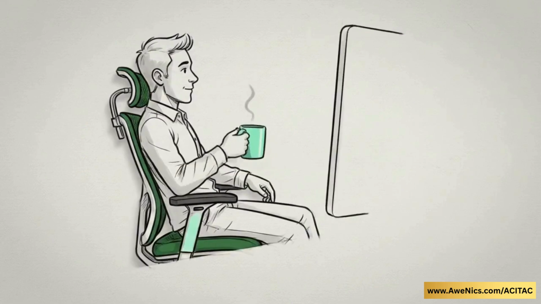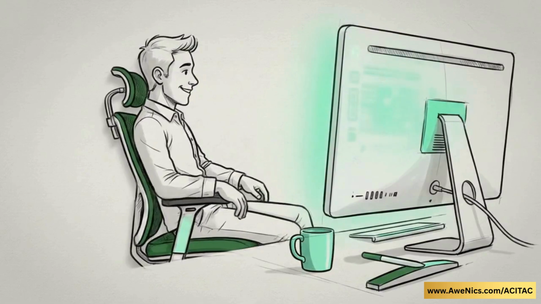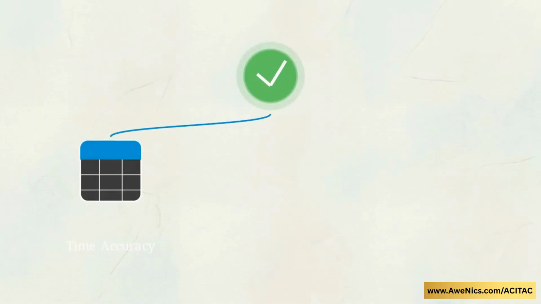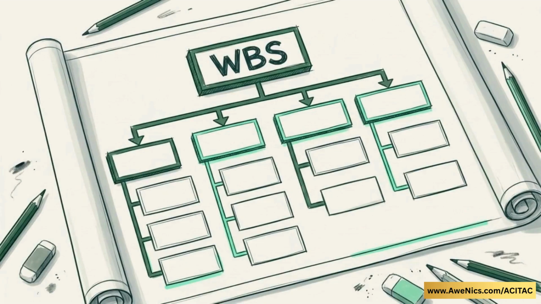Although the interface looks the same as it did before, the software's internal logic is now aligned with the specific rules you just established. Your days will calculate accurately, your resources are formatted in decimals, and your schedule is protected from the default timing conflicts we identified. You are now ready to build your work breakdown structure without risk of systemic errors.